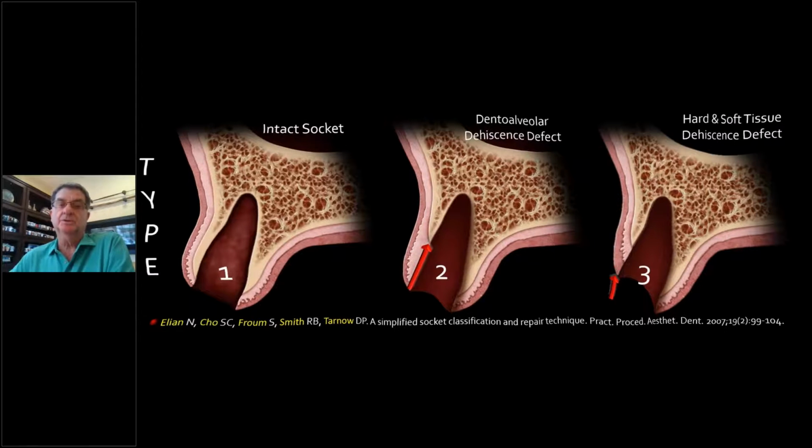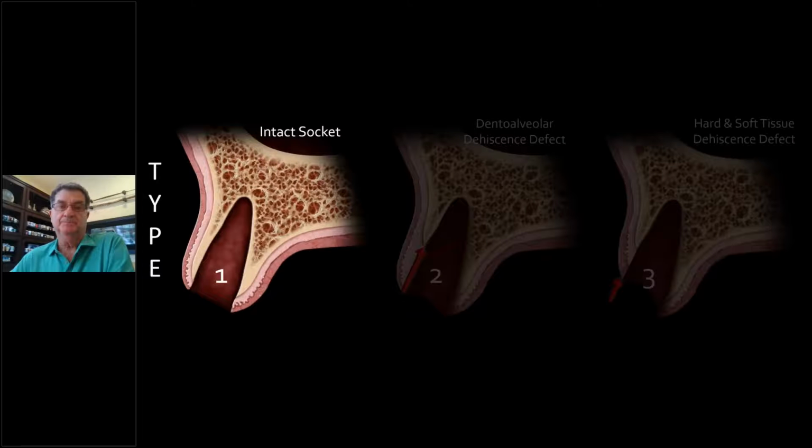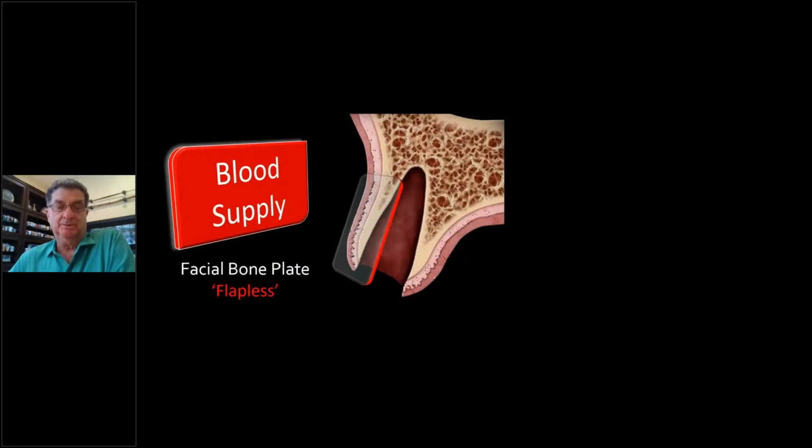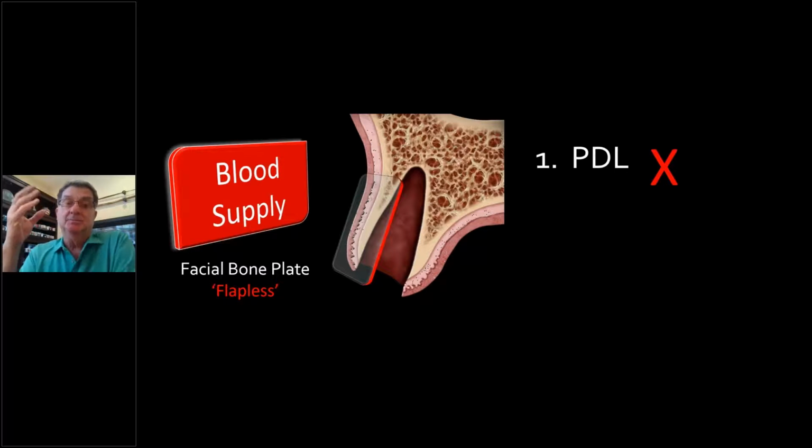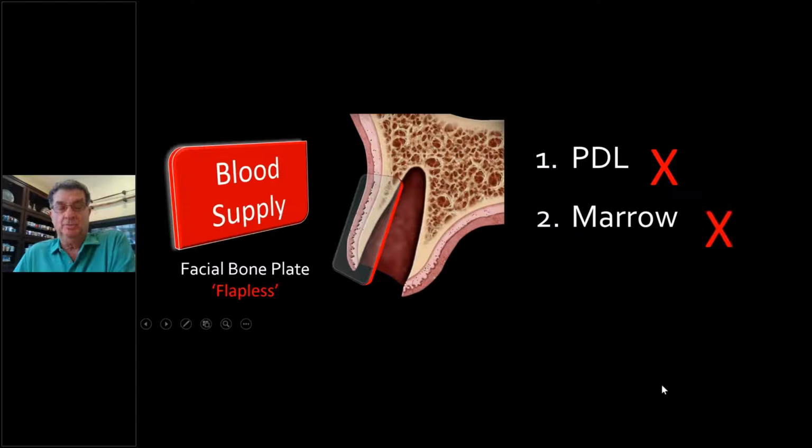First, let's do the easiest cases, the type 1s. Nothing is that easy, but doing it right can be difficult. For the facial plate of bone, and I agree with Dr. Elaskary completely, we want to do everything flaplessly. Now, when you take out a tooth, you have taken away the PDL. The PDL, the periodontal ligament, is a major source of blood supply to that inside of the buccal plate, but it's now gone. You have marrow, but do you really?